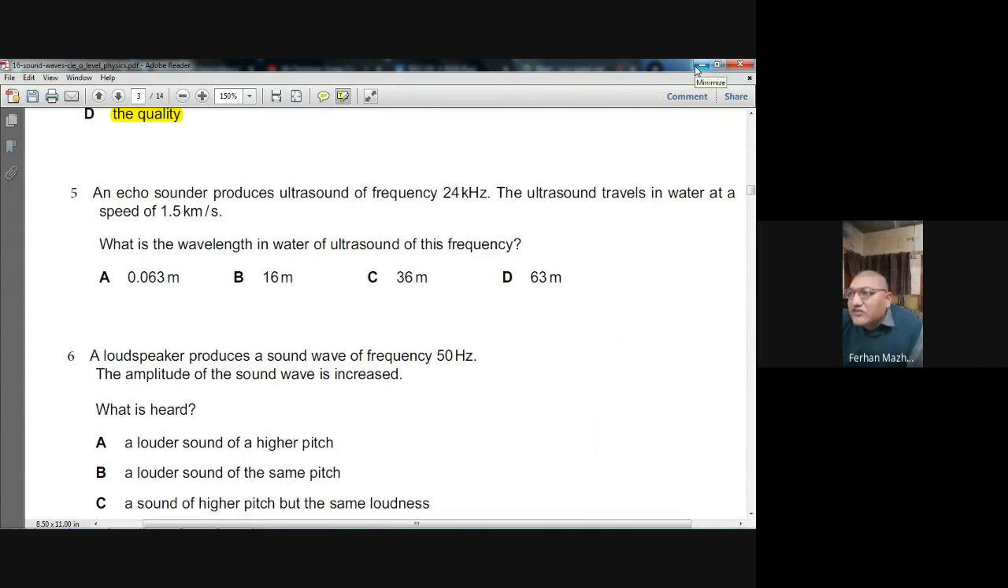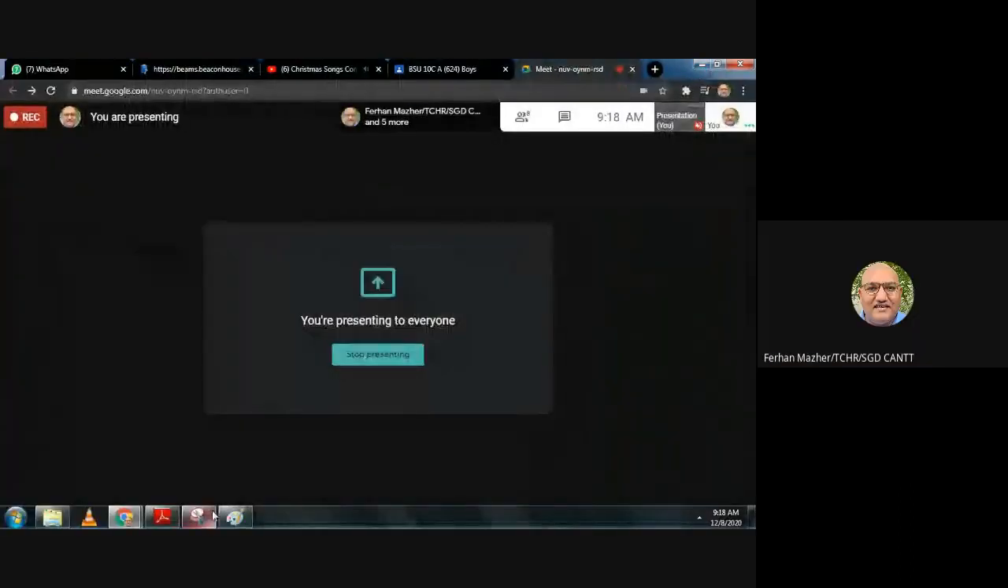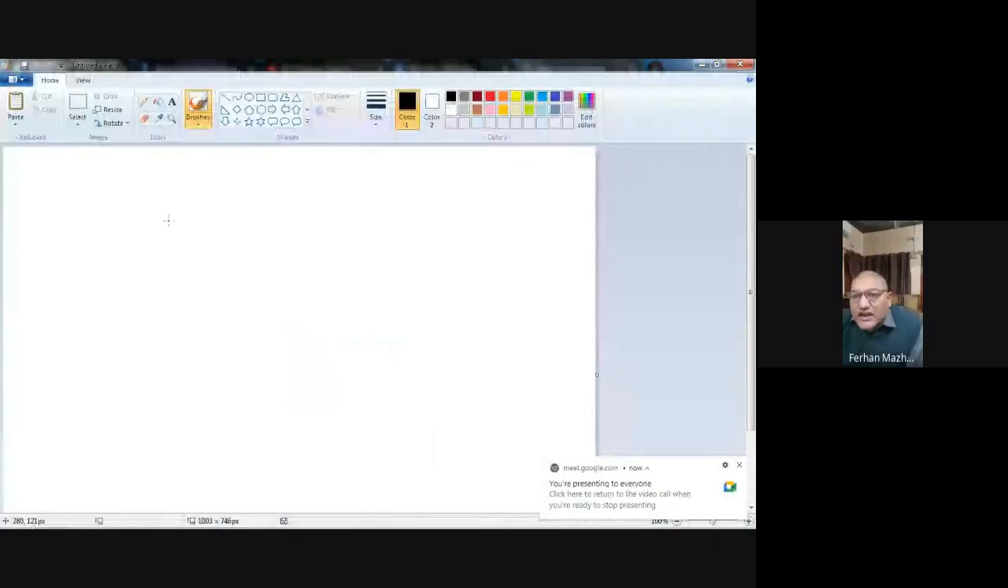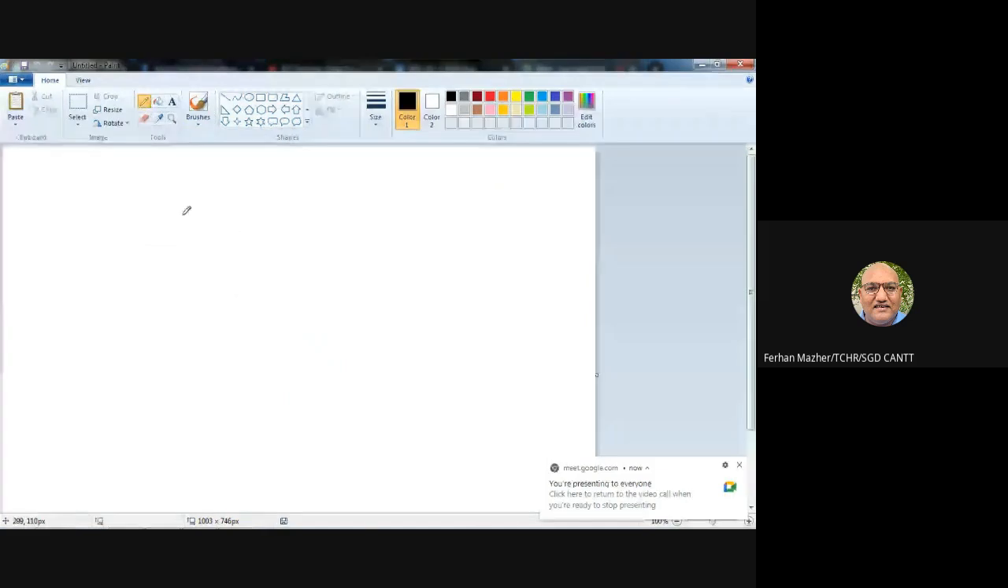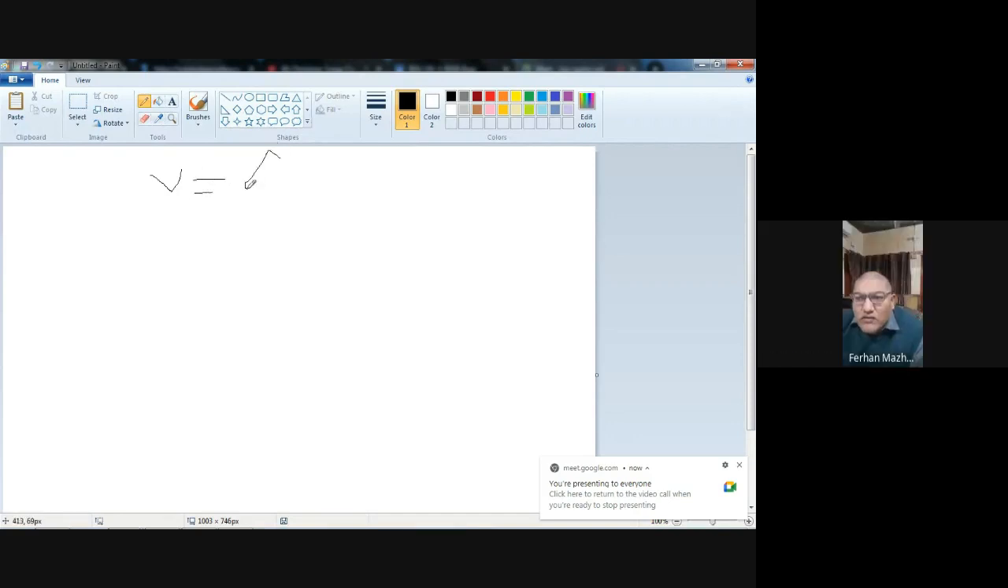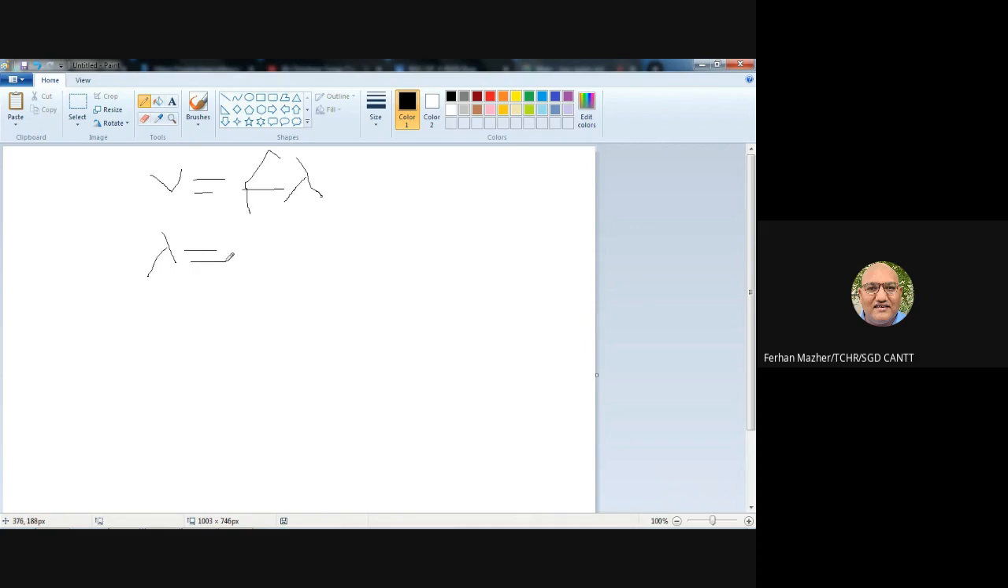Okay. So let's do this. You know, V is equal to F lambda. If you want to find out the lambda, the formula will become V divided by F.